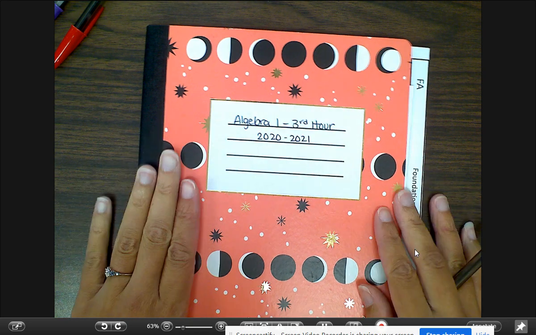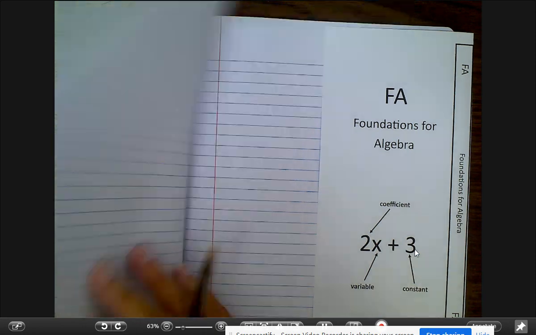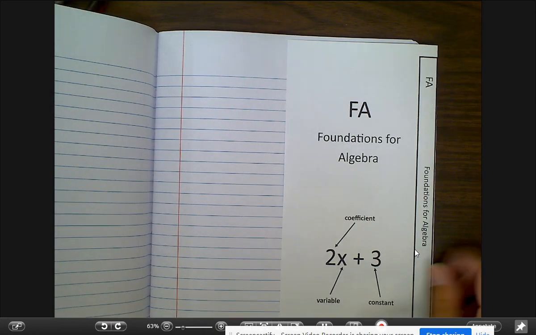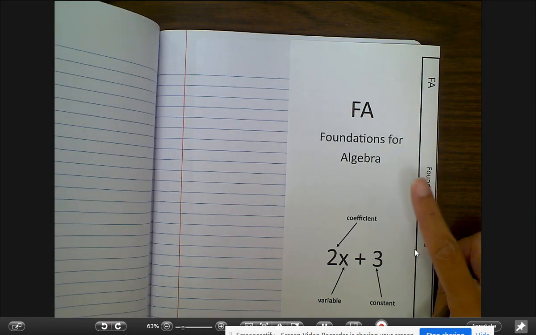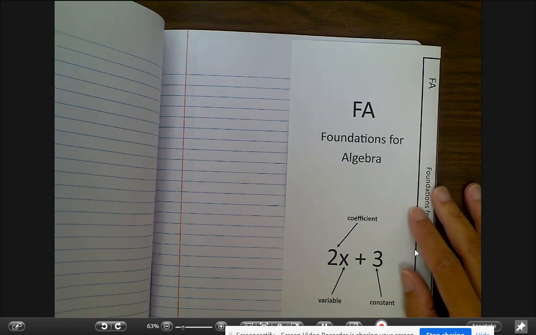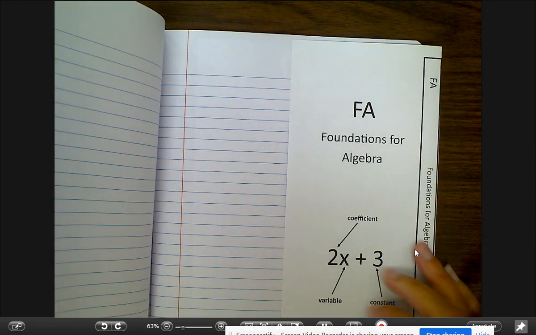All right, guys, so we have our notebook. We hopefully already set it up. Syllabus in the front, first divider with our first topic. We're going to be talking about foundations for algebra. So hopefully a lot of this feels like review for you.